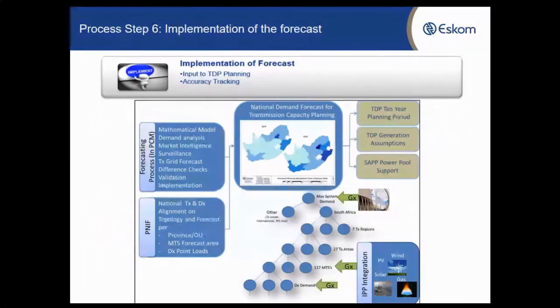Then, of course, our implementation of our forecast. This is where our final product goes into the national demand forecast for the transmission capacity planning, which is a 10-year rolling period or 10-year TDP rolling period plan that we need to give in every year. And the transmission development generation assumptions get built from this, and also we provide some SAPP power pool support into the Southern African Power Pool modules, where they also use this for master plans. So this is the application of that.